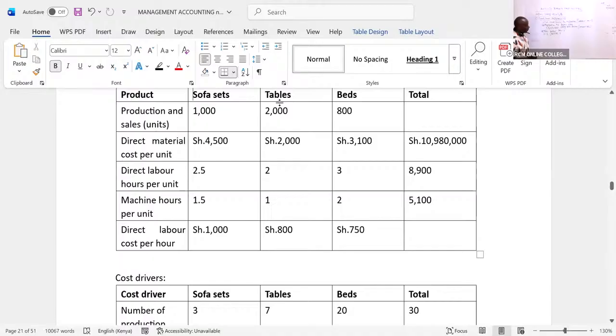Some labor hours will be spent on producing the next product, tables, where I'm going to have 1 hour times 2,000. I can see some other labor hours going to beds. Direct labor hours, it is 2.5, 2, and 3, isn't it? Sorry for that. So 3 times the number of beds that are being produced, 800.